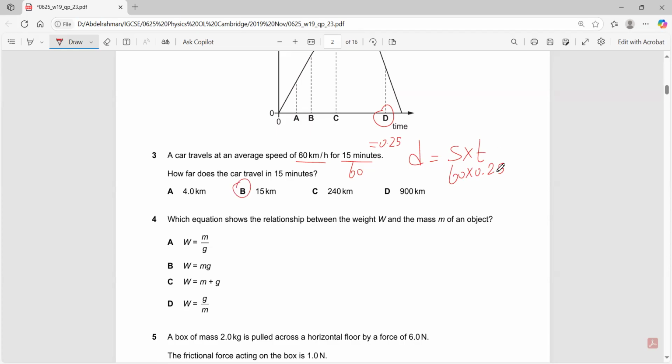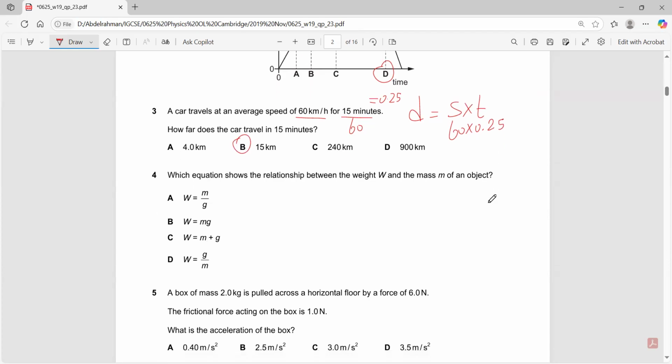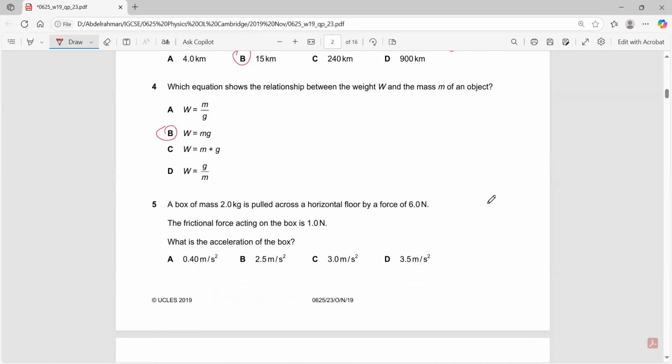Which equation shows the relationship between weight and the mass of an object? Weight and mass: W equals mg. A box of mass 2 kilograms is pulled across a surface by a horizontal force of 6 newtons. The friction force is 1 newton. What is the acceleration of the box?